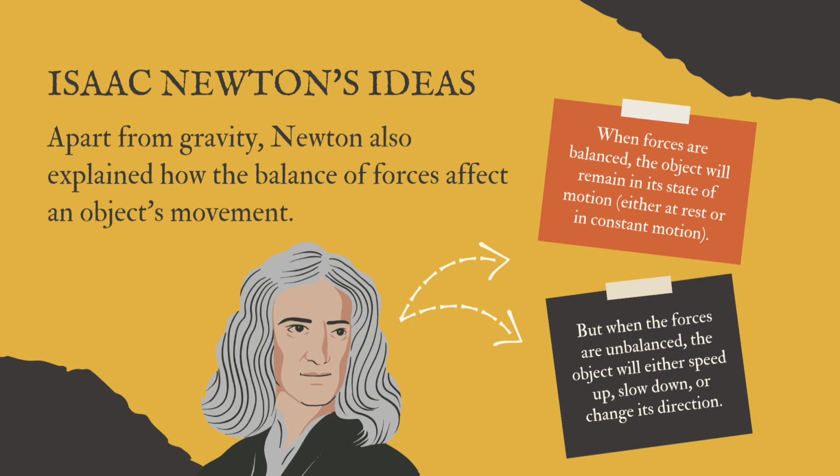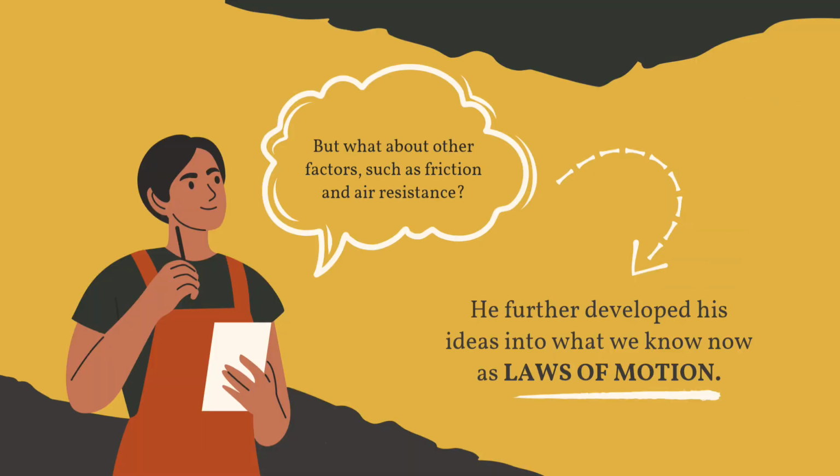Isaac Newton's ideas. Apart from gravity, Newton also explained how the balance of forces affects an object's movement. When forces are balanced, the object will remain in its state of motion, either at rest or in constant motion. But when the forces are unbalanced, the object will either speed up, slow down, or change its direction. But what about other factors, such as friction and air resistance? He further developed his ideas into what we know now as the laws of motion.